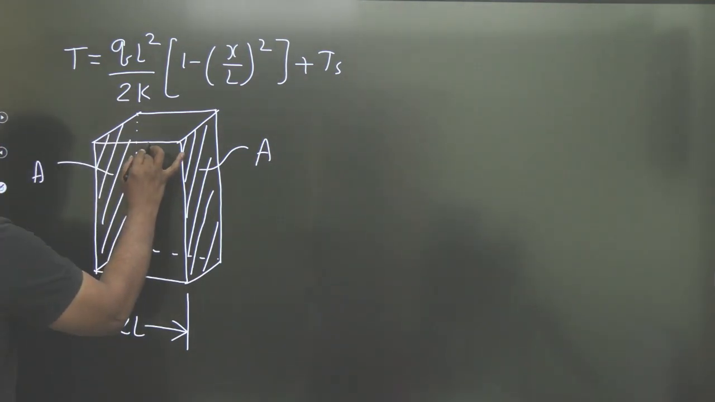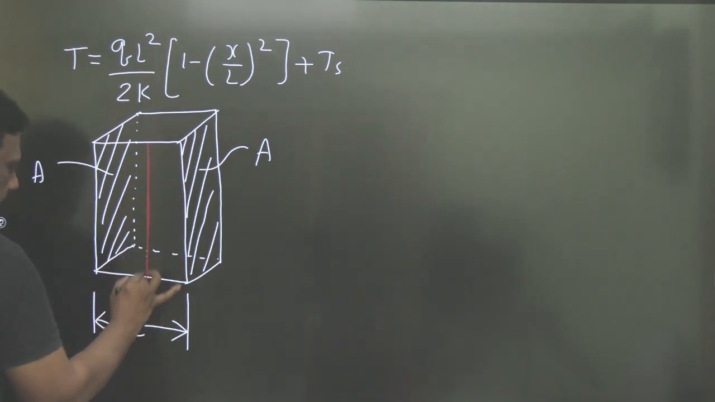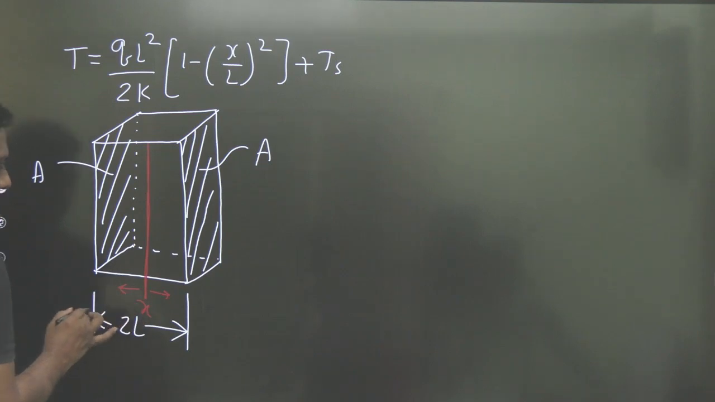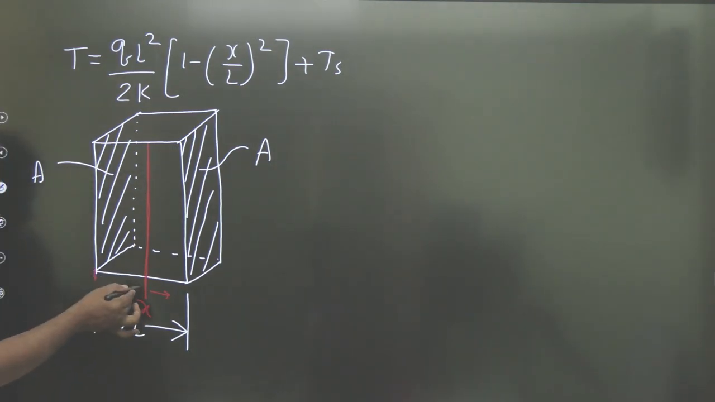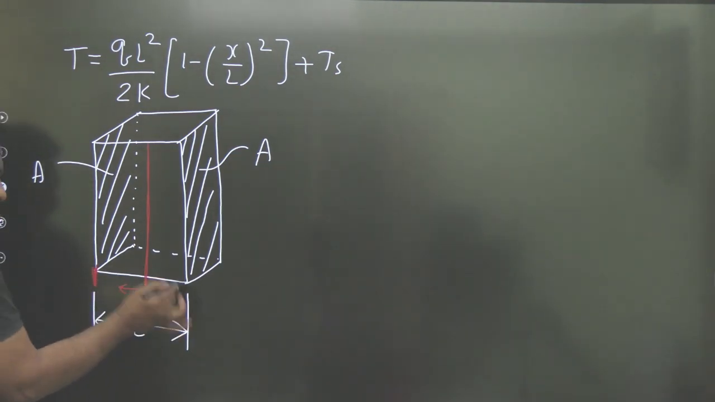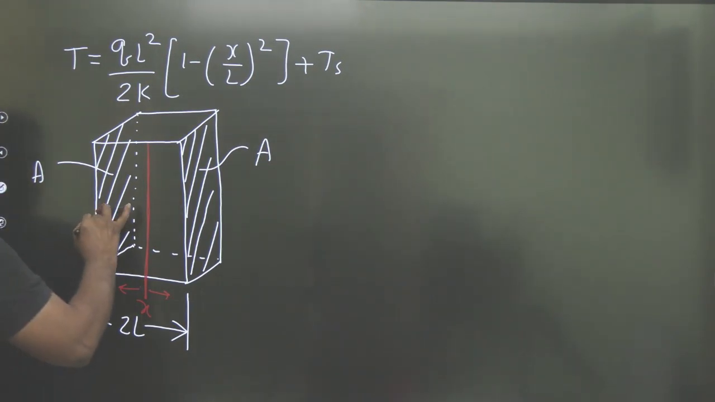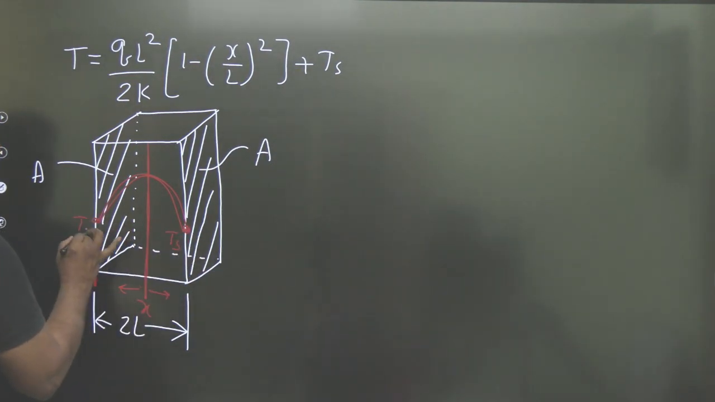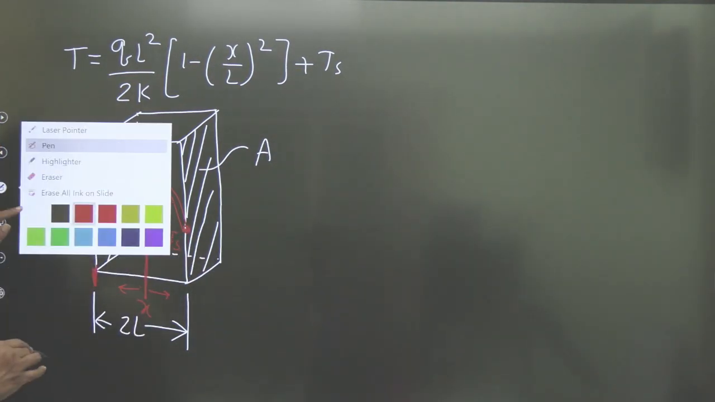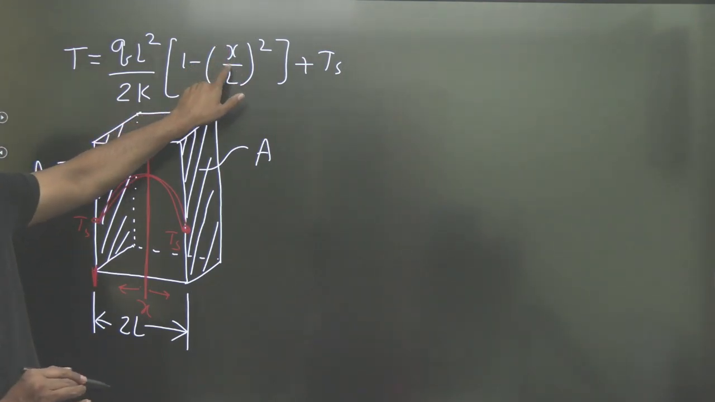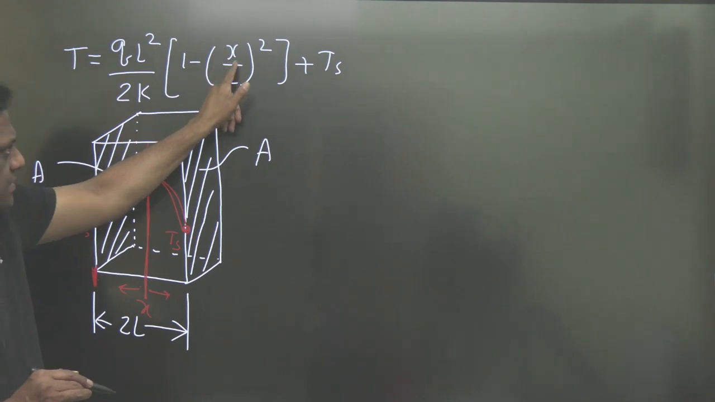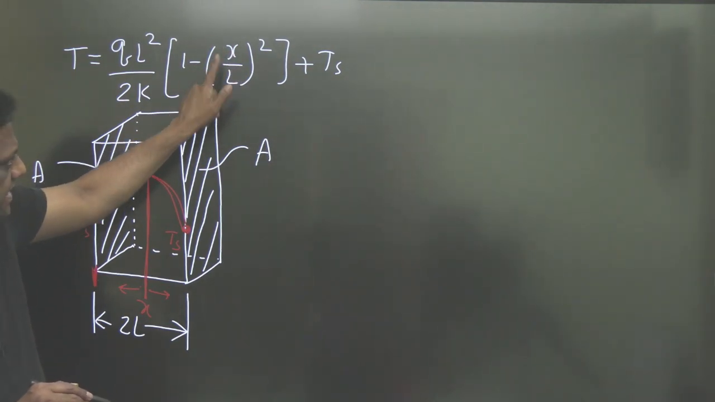Let this be the center. From here is the origin, x. This is positive and this is negative. And clearly here it is minus L, and here it is plus L. And he said uniform heat generation. Okay, no problem at all. And this surface is maintained at Ts, and this surface is maintained at Ts. How do you know, sir? Very simple, sir. Look, if you put x as minus L, meaning this surface, then x by L is minus 1.